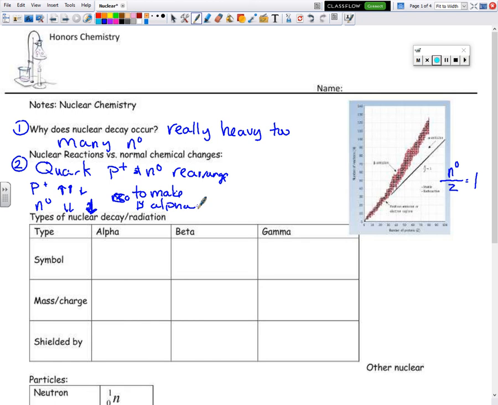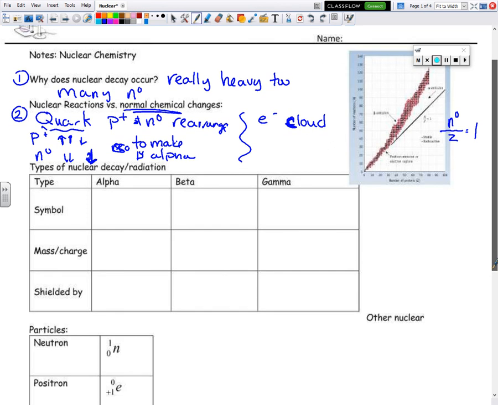So in normal chemical reactions, normal chemistry is really just about the electron cloud. We have electrons bumping into each other from other compounds and reacting. Nuclear reactions are really about quarks rearranging themselves. Normal chemistry, the chemistry that we see happening around us all day, is about the electron cloud. So just so you know, that's the difference there.